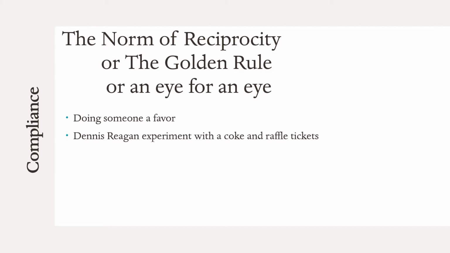Dennis Reagan performed an experiment where he had a Confederate bring or not bring a participant a Coke, and then asked that participant to buy raffle tickets. On average, the participant bought more raffle tickets after the Confederate had bought them a Coke.